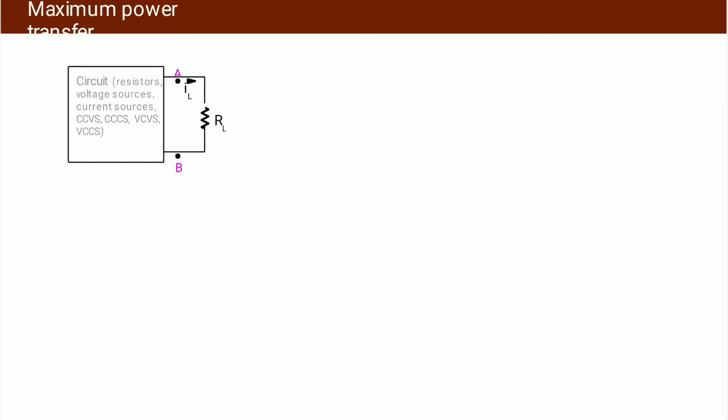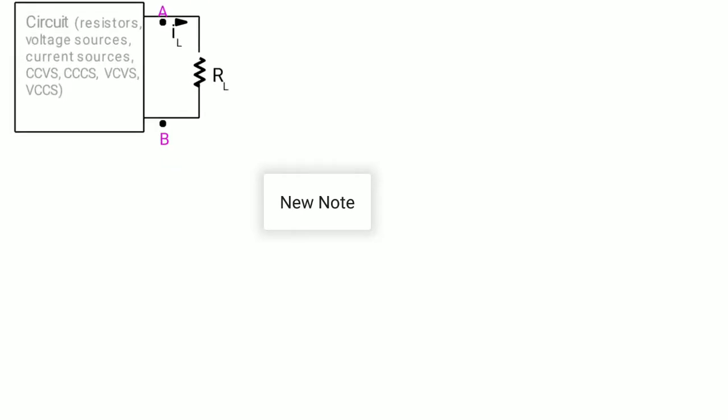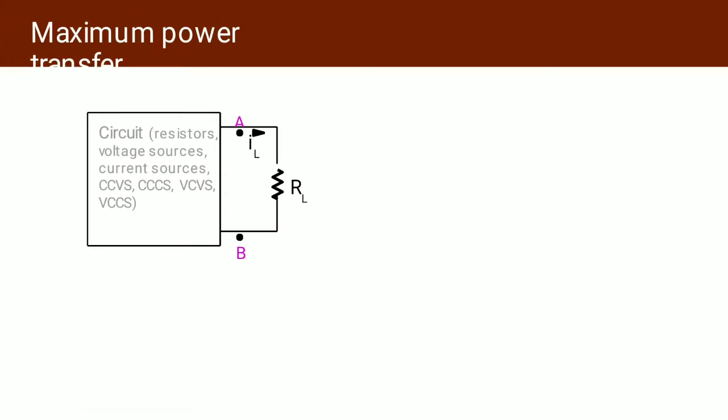resistors, voltage sources, current sources, current controlled voltage sources, current controlled current sources, voltage controlled voltage sources, voltage controlled current sources, and the terminals A and B. Across the terminals is the load resistance RL, and the current is IR.